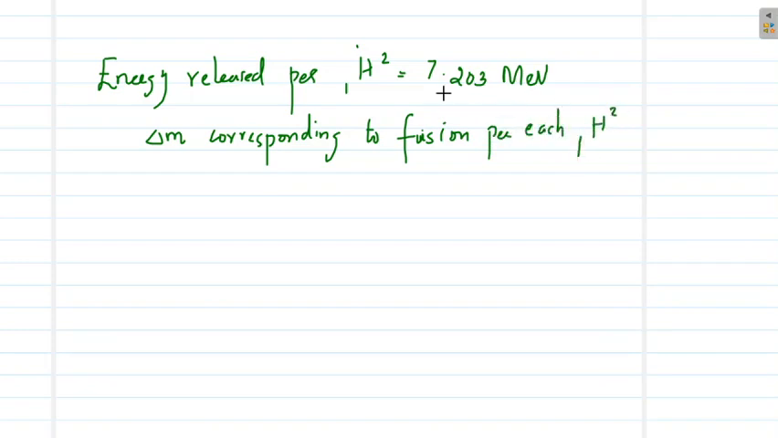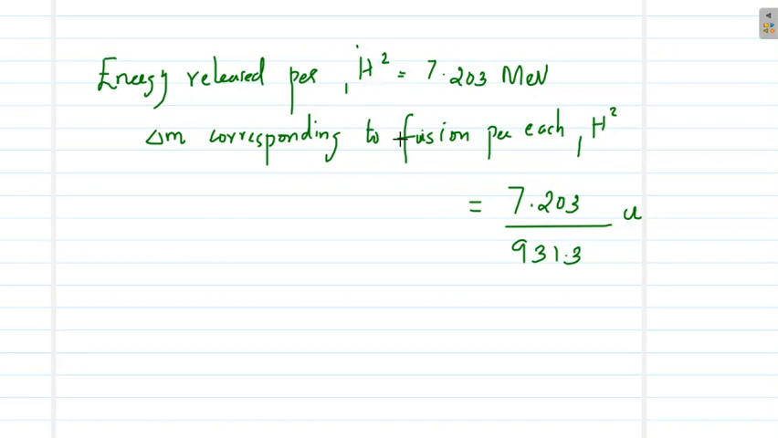So if 7.203 MeV is released per 1H2 nucleus, that means the mass defect for each nucleus is 7.203 MeV divided by 931.3. If you know the mass defect, you multiply by 931.3 to get the energy released. Now that you know the energy released, divide it by 931.3 to get the mass defect. So this much amount of AMU is the difference in mass per 1H2.